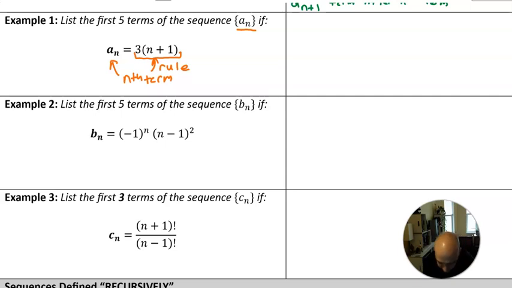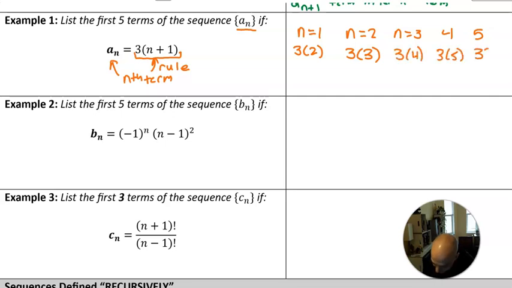Okay, so we always start with n equals 1, and we do 3 times 1 plus 1, which is 2. We're listing 5 terms, so we'll go n equals 1, n equals 2, n equals 3, 4, 5. 3 times 2, and then this will be 3 times 2 plus 1 is 3. 3 times 4, 3 times 5, and 3 times 6. And let's simplify it and write it as a list. So 6, 9, 12, 15, 18. And since it said list the first 5 terms, we're done.